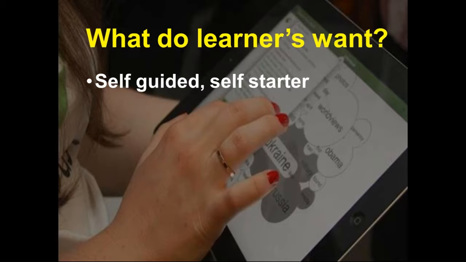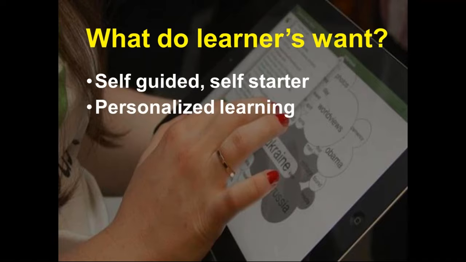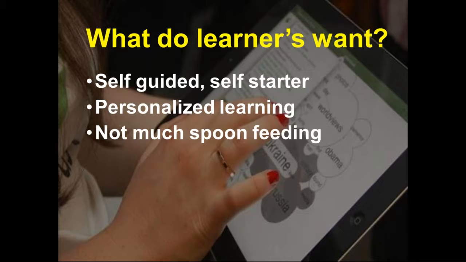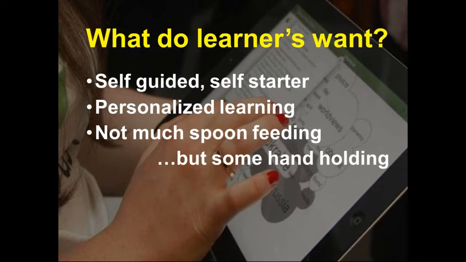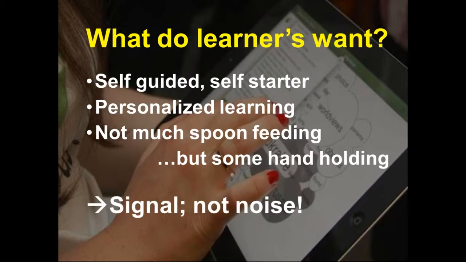Well, learners that we've talked to say, I want self-guided, I want to be a self-starter. I want things for me. I want things that matter at the right time. I don't want everything given to me. I want to berry pick, but I also want credit for those things that I do in my informal learning in some ways. But at the right point in time, I could use some hand-holding.